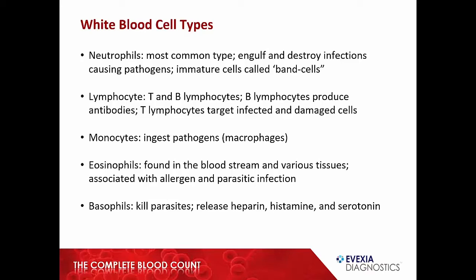The monocytes ingest pathogens. The eosinophils are found in the bloodstream and also in various tissues. They're associated with allergens and parasitic infection. The basophils help kill parasites. They release heparin, histamine, and also serotonin.